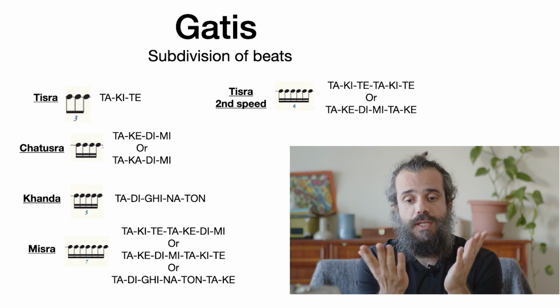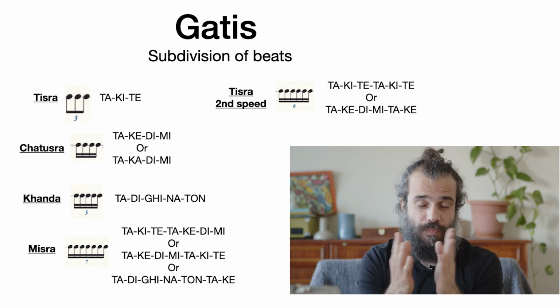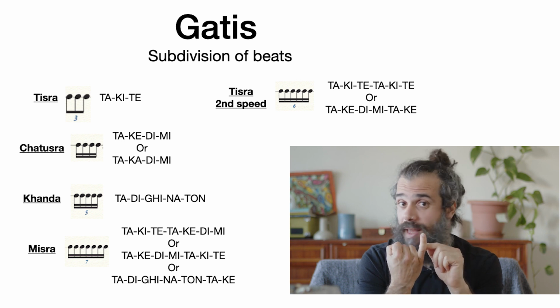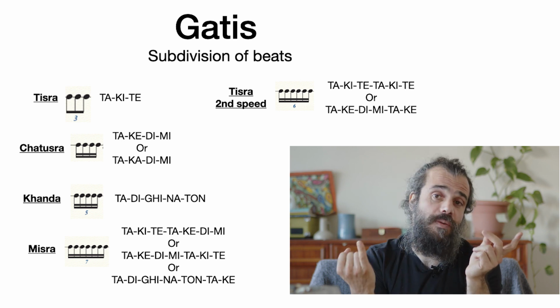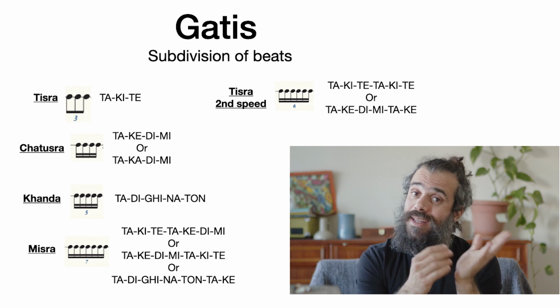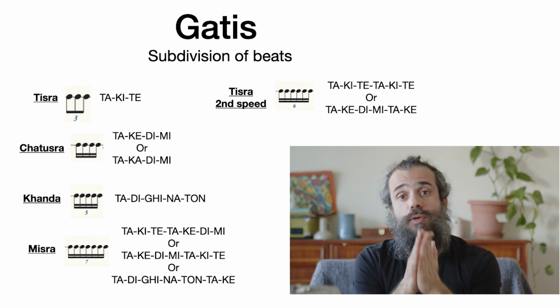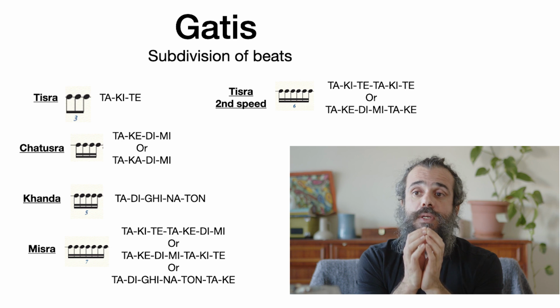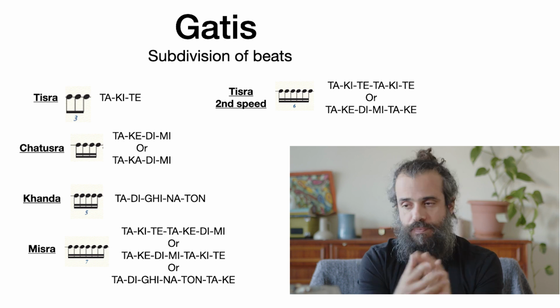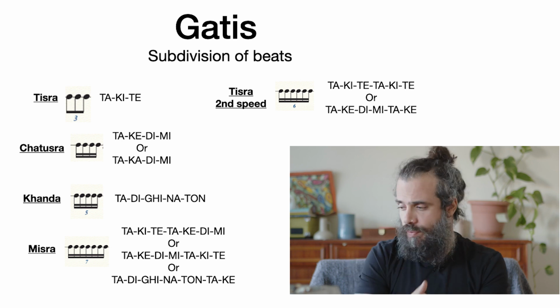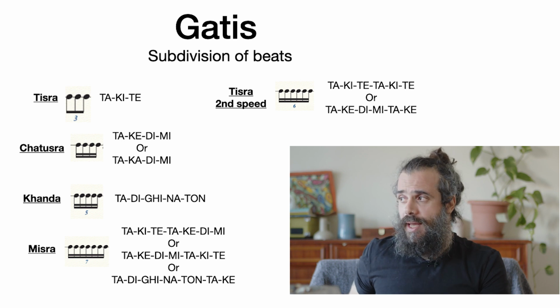And for this example, we also have 2 variations. We could say takite takite, 3 plus 3, or we could also say takedimi take, 4 plus 2. Again, the syllables we will use depend on the musical phrase, but we'll do both now. So let's start with takite takite. I will count 4 beats and then we'll do it.